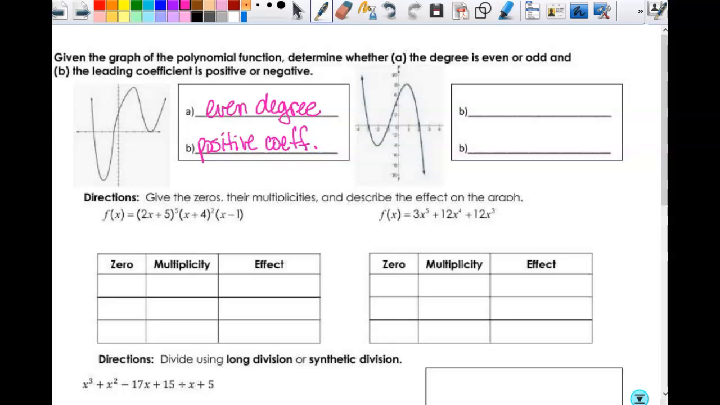Then here, if they're opposite, it is odd. Odd is opposite, so odd degree. You should know what a cubic parent function looks like, so that would be the positive. This is opposite of a cubic parent function, which means this would have to be a negative coefficient.